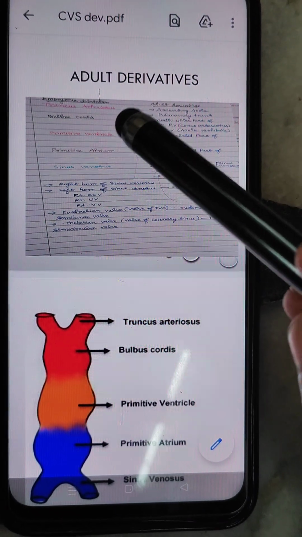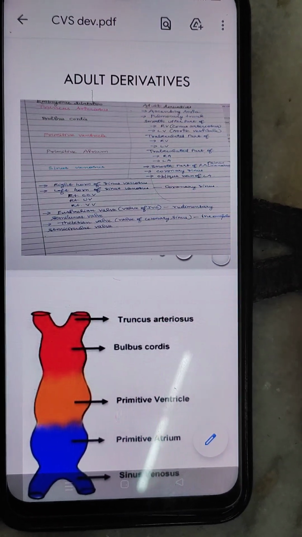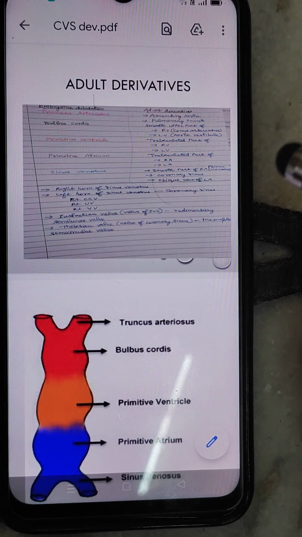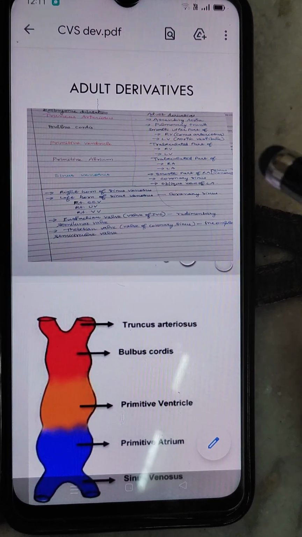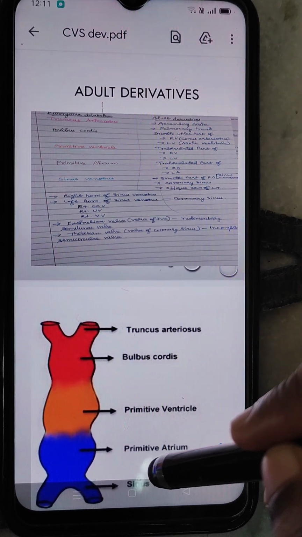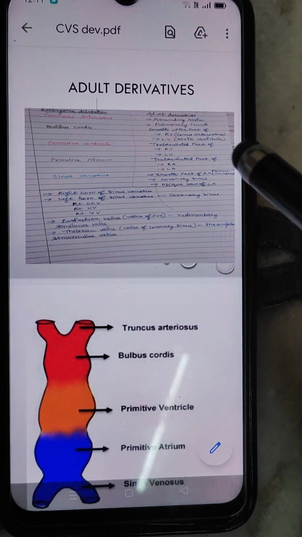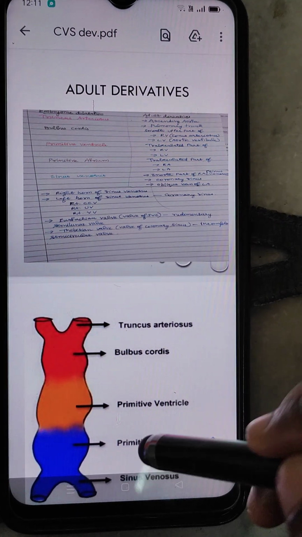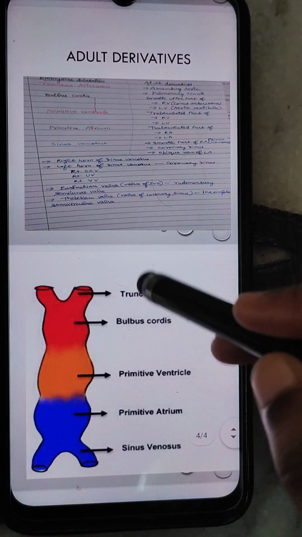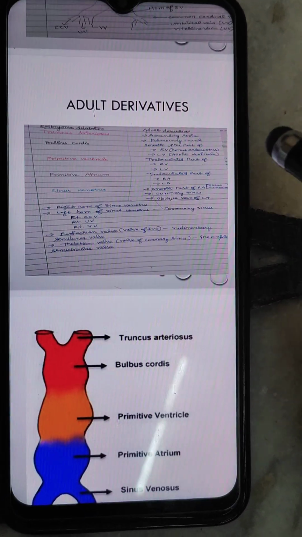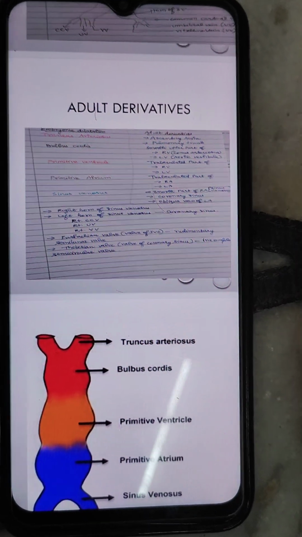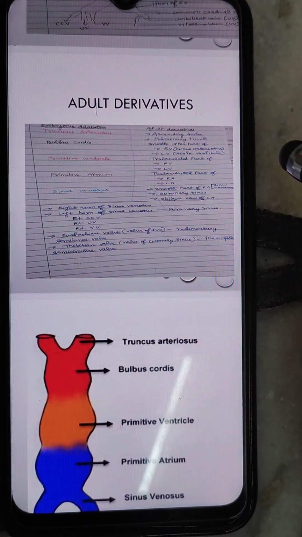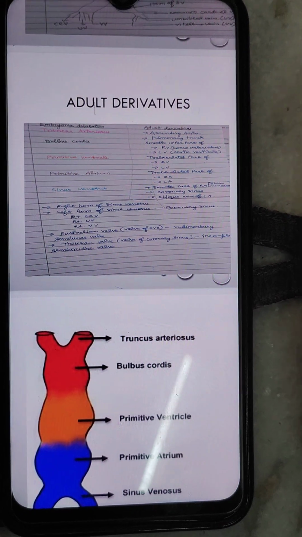Next is your primitive ventricle, which gives rise to the trabeculated, that is the rough part of your right ventricle and left ventricle. Next is primitive atrium, which gives rise to trabeculated part of right atrium and left atrium. Next is sinus venosus. This is the last one. This gives rise to your smooth part of right atrium, coronary sinus, and oblique vein of left atrium.